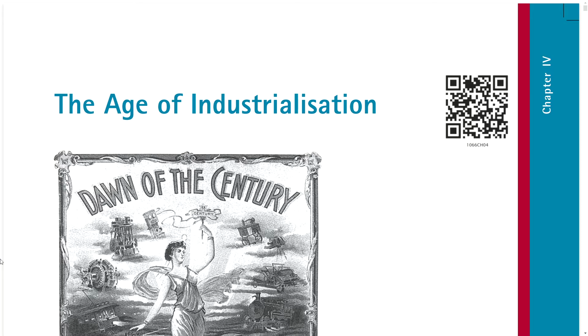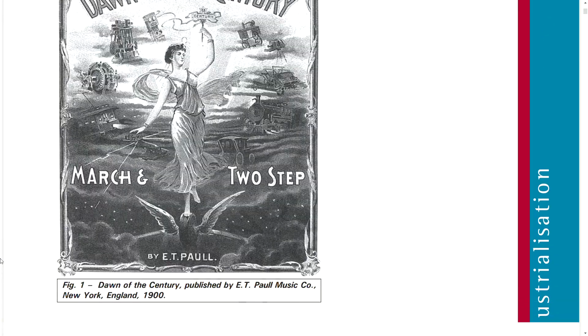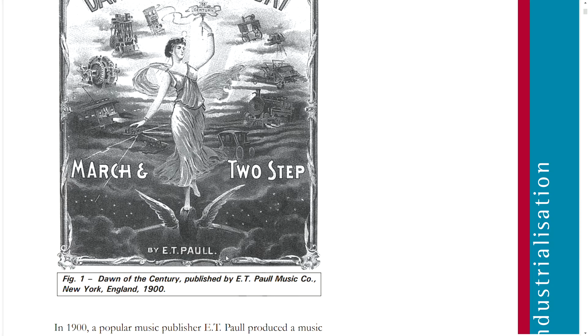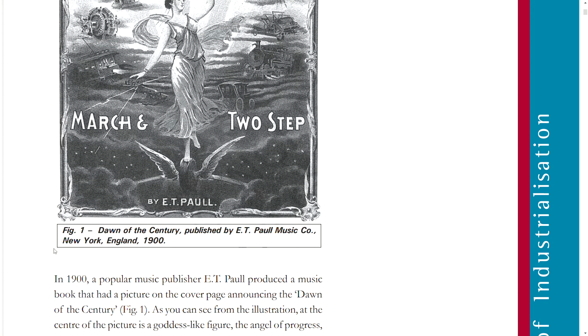Chapter 4. The Age of Industrialization. Dawn of the Century. March and Two-Step by E.T. Paul. Figure 1. Dawn of the Century, published by E.T. Paul Music Co., New York, England, 1900.